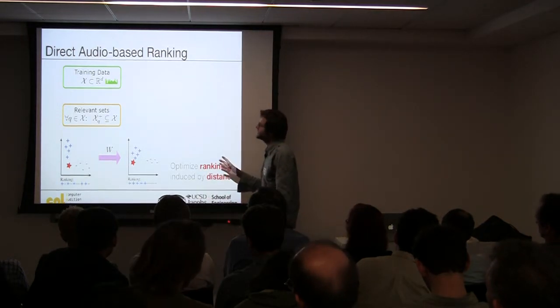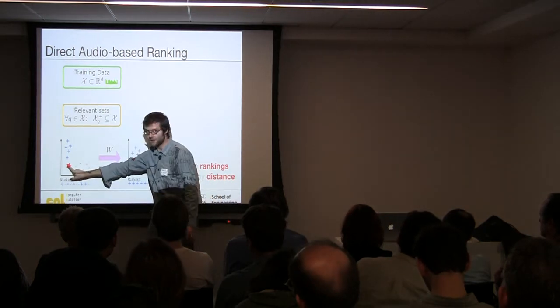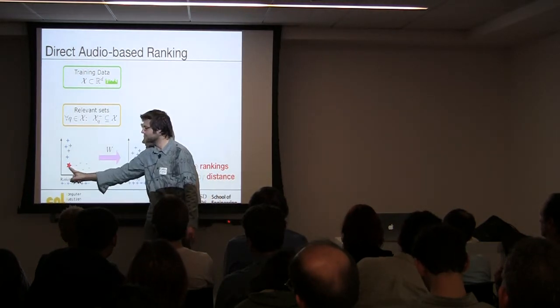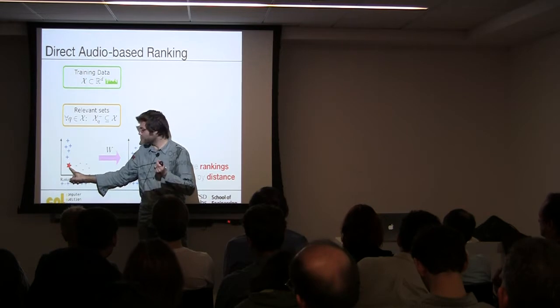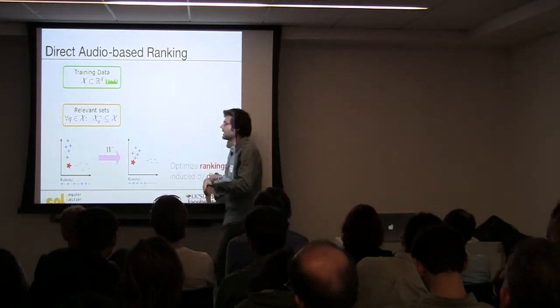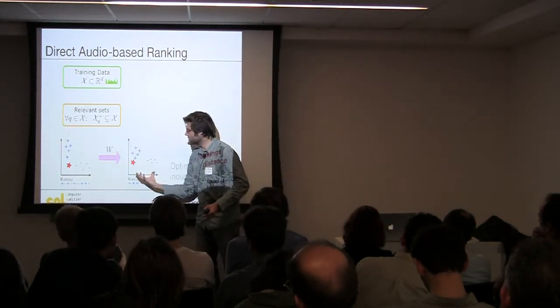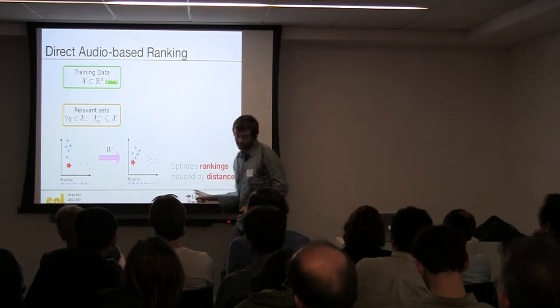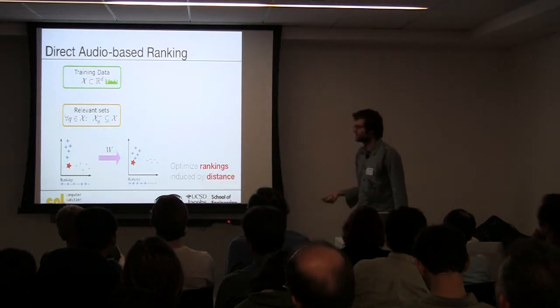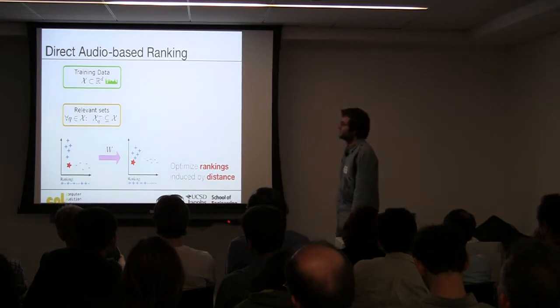So the goal here is, given a bunch of training data, for every query song, I can pick any of these songs as a query song. I know for each choice of query song which of the other songs are relevant or not. I want to make sure that I learn a transformation of the space so that the rankings that come out by doing this distance-based ranking are optimized and rank all the relevant results above the irrelevant results. How do we do this?